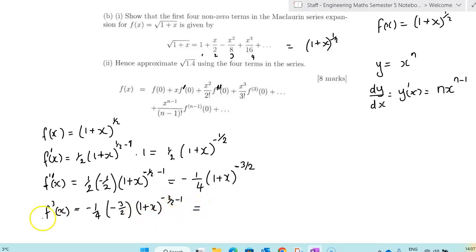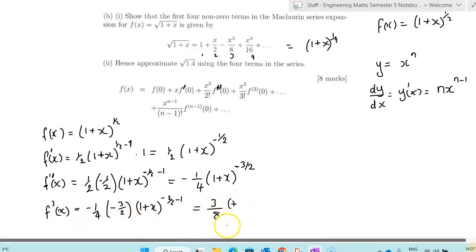And that works out as the fractions, and minus by minus will give us plus. 3 times 1 on the top is 3. 4 times 2 underneath is 8. And then we have 1 plus x to the power of minus 5 over 2, or, if you want, minus 2.5.